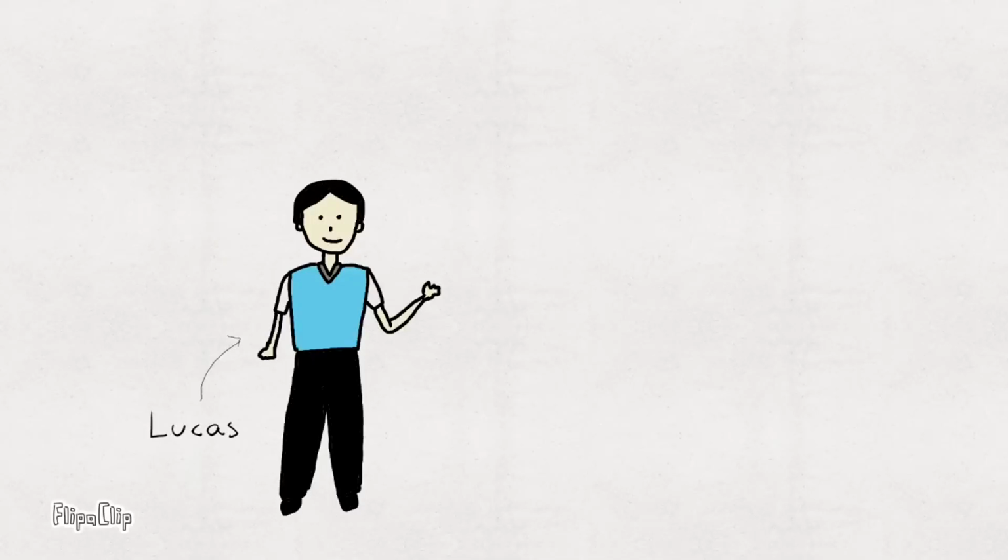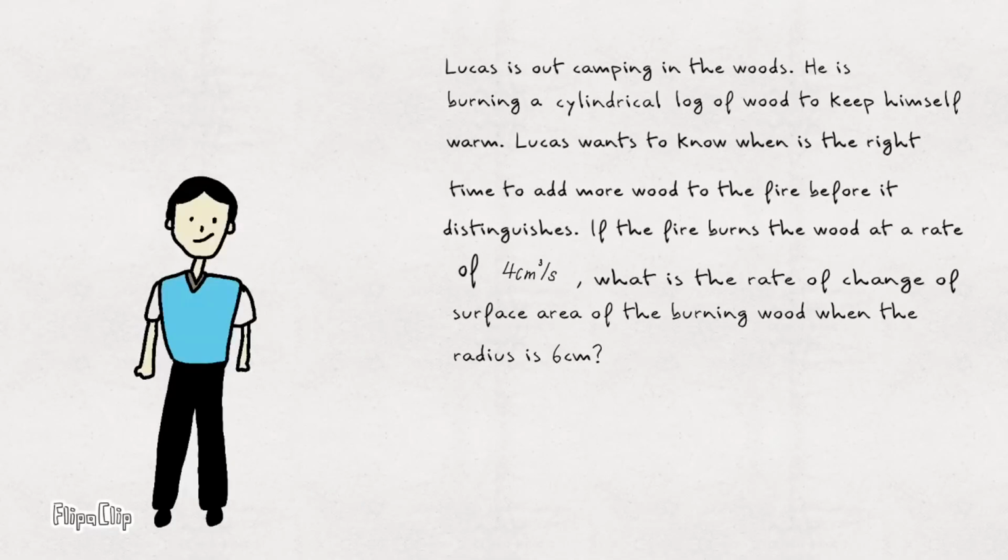This is Lucas. Lucas is out camping in the woods. He is burning a cylindrical log of wood to keep himself warm. Lucas wants to know when is the right time to add more wood to the fire before it extinguishes. If the fire burns the wood at a rate of 4 cm³ per second, what is the rate of change of surface area of the burning wood when the radius is 6 cm?